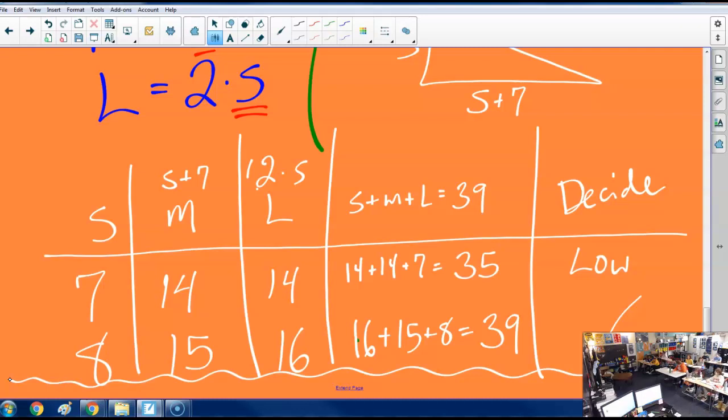I combined M and L to like a smaller equation. It was S times 3 plus 7, which would be medium and... No, wait. Is that all 3? That would be medium and long together. And then, could we put all 3 together? Yeah, we probably could. So guys, stick with me for a second. Put your pencils down for a moment.